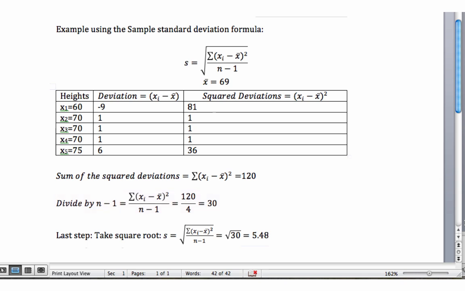Now remember, before we take the square root, this number 30 is actually the variance. It's technically a measure of spread. We won't use it much, but the variance is just that step before you square root back. Remember, we had to square all the deviations so that they wouldn't cancel. So that's what the variance is about, but we're more concerned with the standard deviation of 5.48.